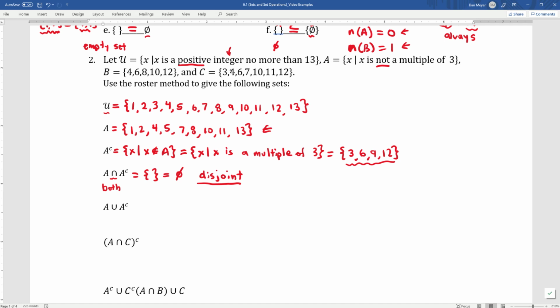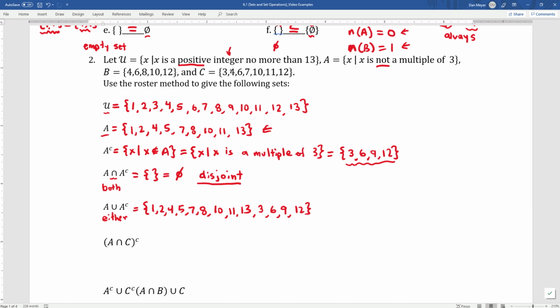Right, if we have A union A complement, we're looking for any elements that are in either set. So if you have sets given in roster notation, one of the easy ways to deal with the union is just write down the first set: 1, 2, 4, 5, 7, 8, 10, 11, 13. So I just copied down my set A, and then go look at A complement and write down anything that hasn't been written down yet. Let's see, 3 hasn't been written down yet. 6 hasn't been written down yet. 9 hasn't been written down yet. 12 hasn't been written down yet.